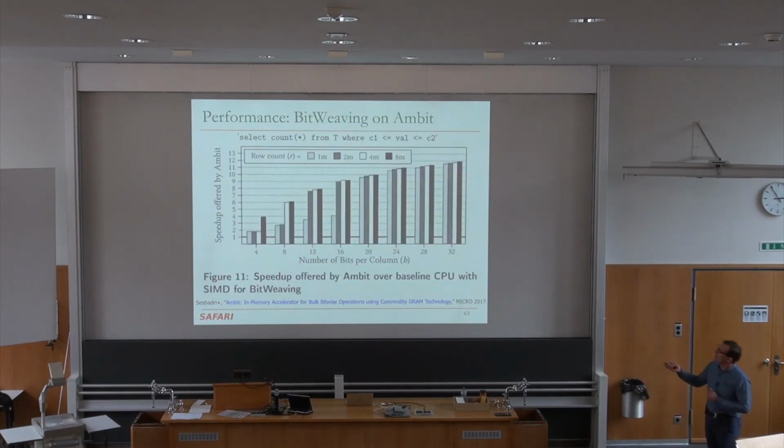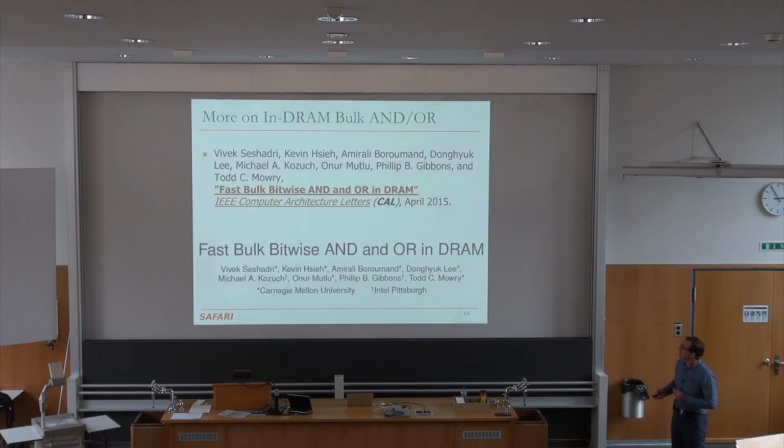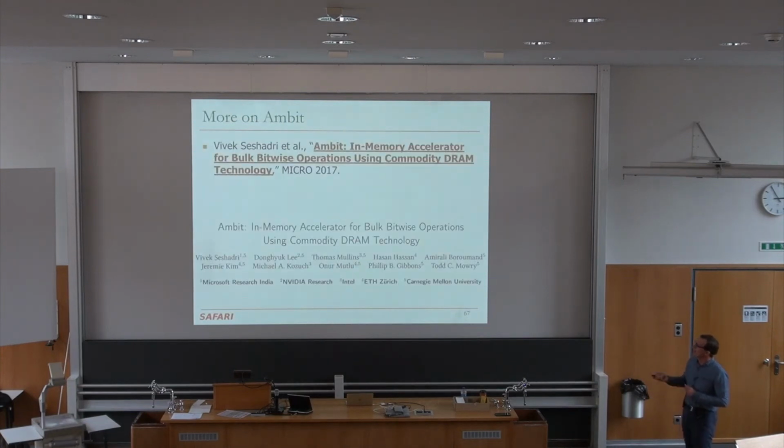I'll give you another example. This is Bitweaving. This is a database that was designed by folks at University of Wisconsin, Jignesh Patel's group. We ported that into Ambit. And you can see that this is the speed up that you get in a query. It's about 12x. That's very significant. It's not easy to optimize your database to get 12x speed up. And I'll refer you to these papers so that you can take a look at it.